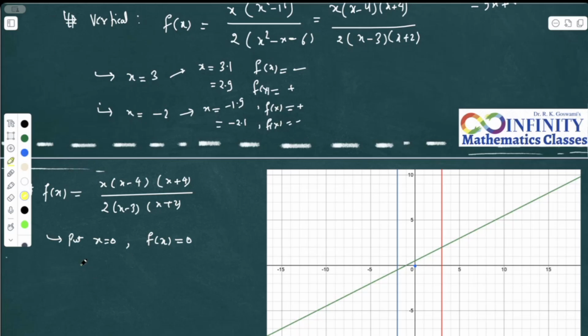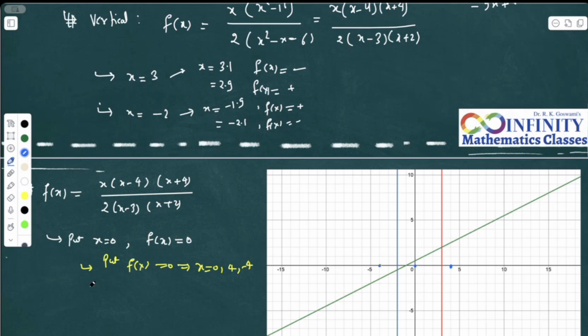Next observation. If I ask you to put the function equal to 0, the values of x are going to be 0, 4, and minus 4. Right? So I can tell you that minus 4 will be somewhere here. Sorry, I should use a different color. And positive 4 is somewhere here. The function is going to be 0 at these points. Am I right? Okay.